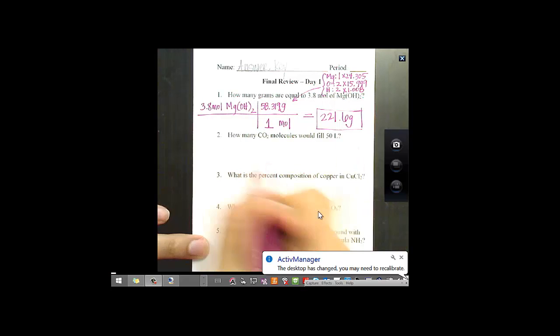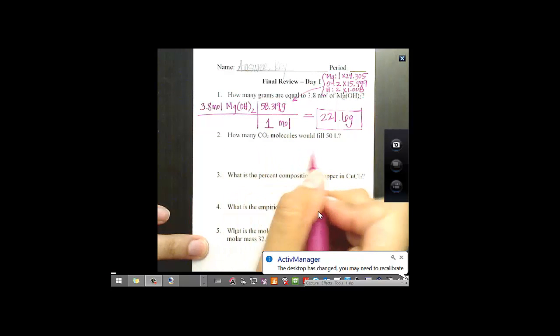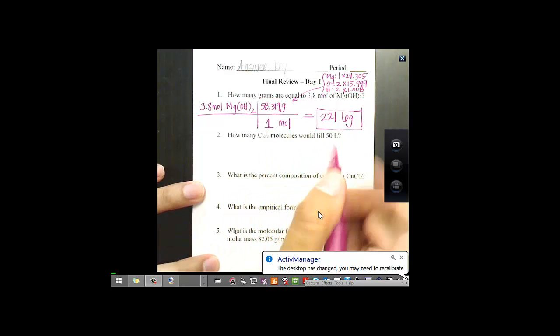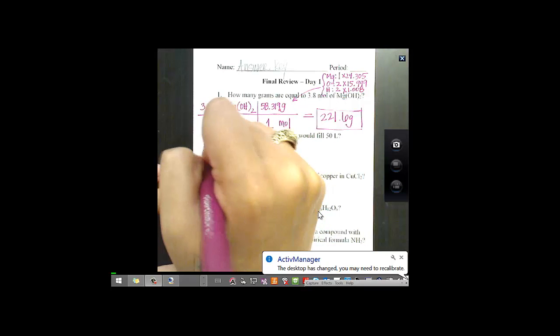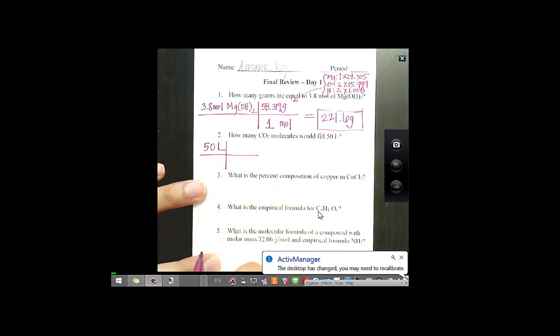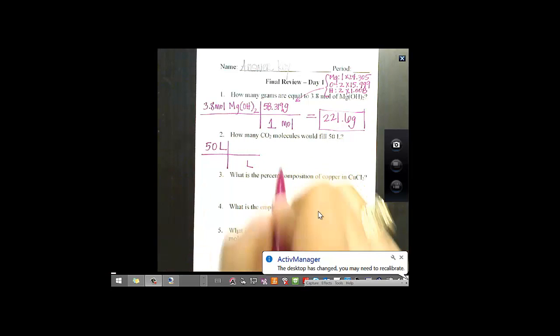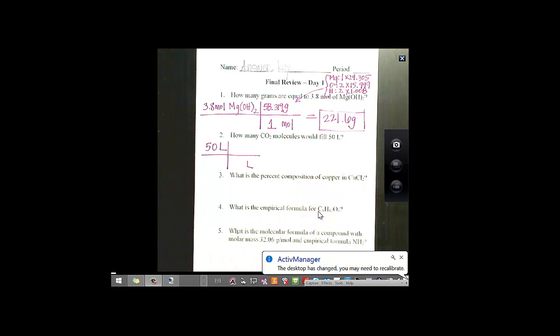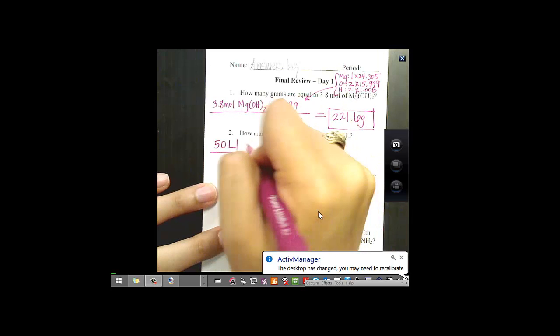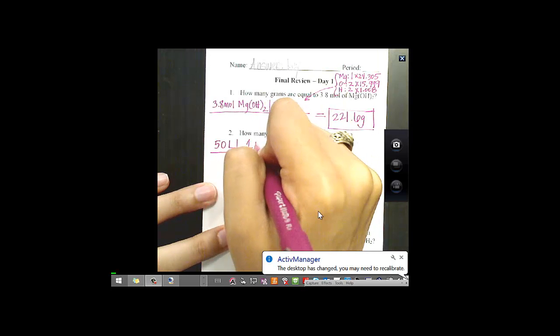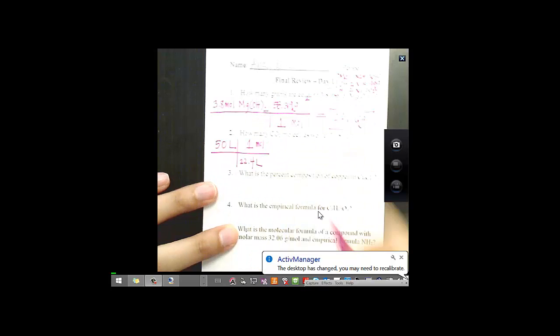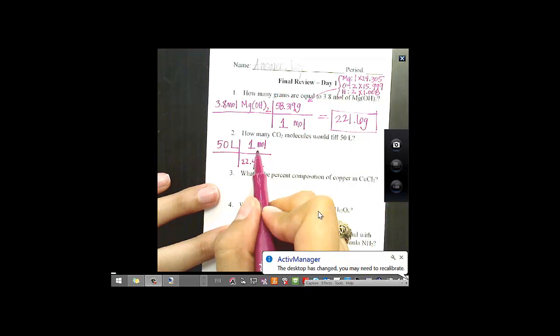Number 2 says how many carbon dioxide molecules would fill 50 liters. So we're still converting. This time we're starting with 50 liters. So if we have liters, we want to cancel out liters. Liters go on the bottom. The only thing we can change liters into is 1 mole. So 22.4 liters, according to our conversions, is equal to 1 mole.